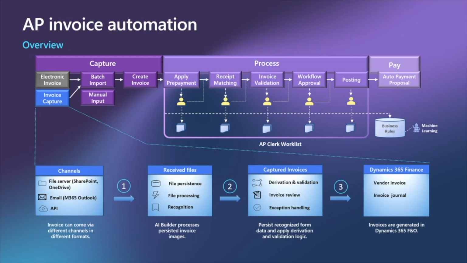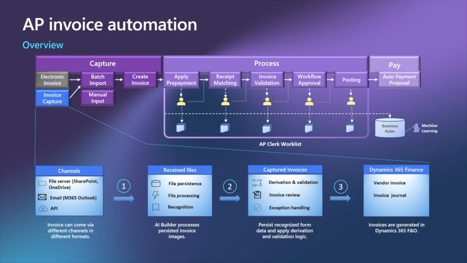And once this invoice is sent via this channel, our invoice capture will successfully capture these kind of documents and do the file process. And in the file processing, we actually will call the AI builder model to do the recognition. And we use this pre-built model, which doesn't require any training efforts from the customer side. And once this recognition is done, it will send to the capture invoice staging phase.